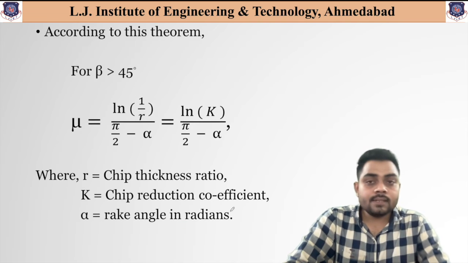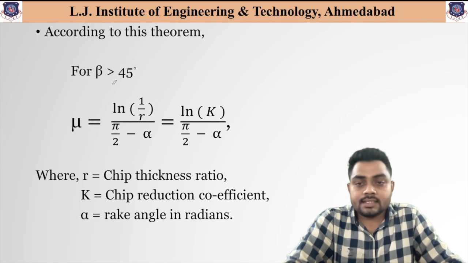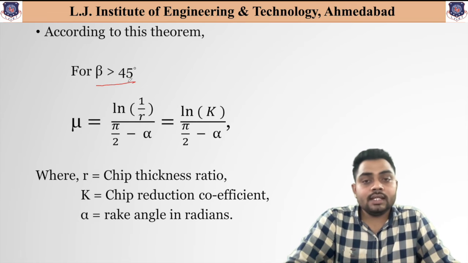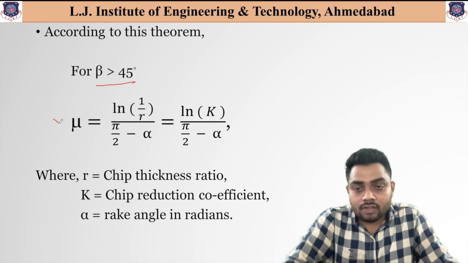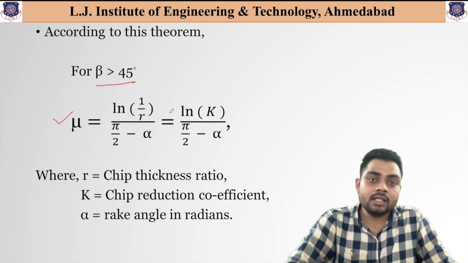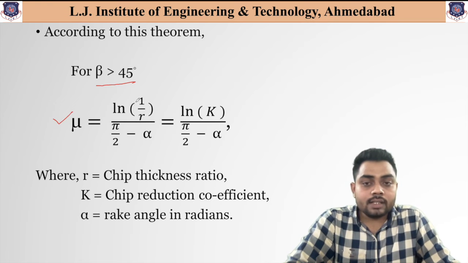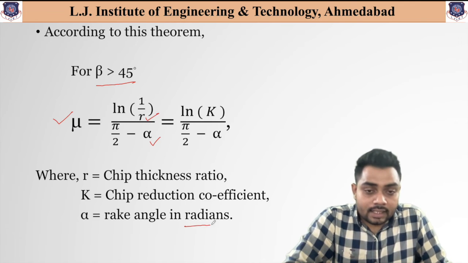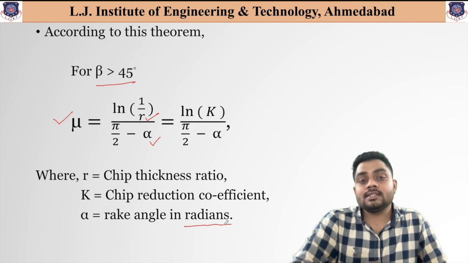So what is this theorem? This theorem indicates that when the value of beta is greater than 45 degrees, in this case you will find the value of mu using the equation given over here, that is logarithm of 1 divided by r, divided by pi by 2 minus alpha. Here r indicates the chip thickness ratio, alpha is the rake angle, and you need to understand that this rake angle must be used in radians. You cannot use the rake angle in degrees.